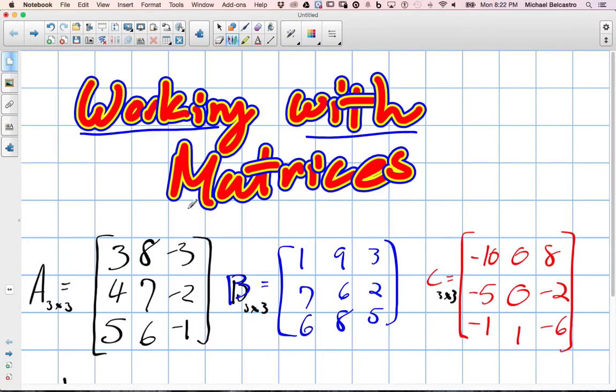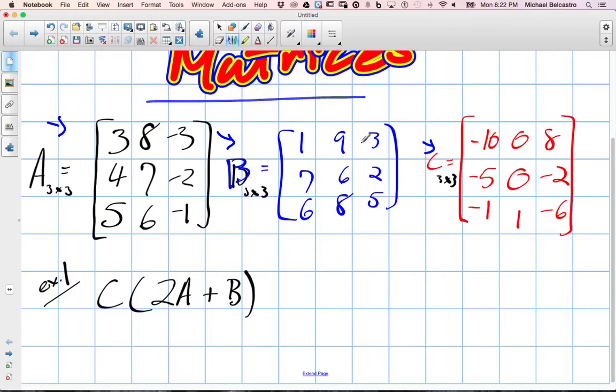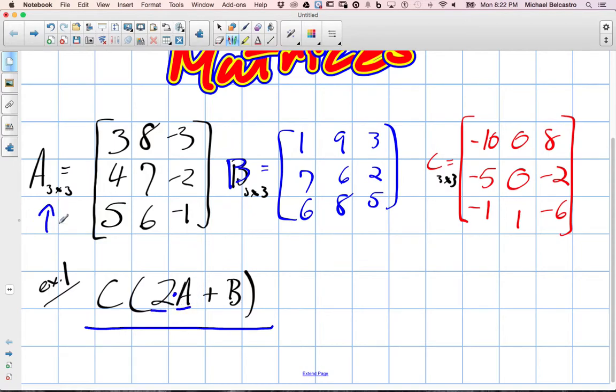Okay, we're gonna go over working with matrices. So they've given us 3 matrices, and they've used the uppercase letters to show the values of them. This is a question we've been given. Okay, they want us to first multiply a scalar of 2 times matrix A.